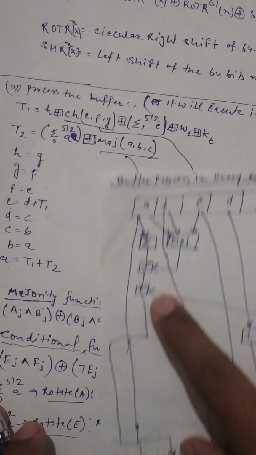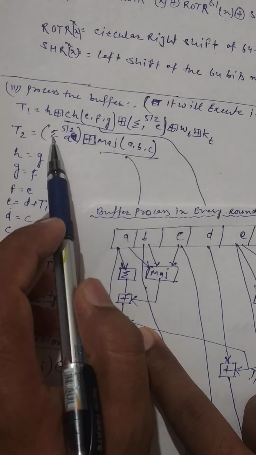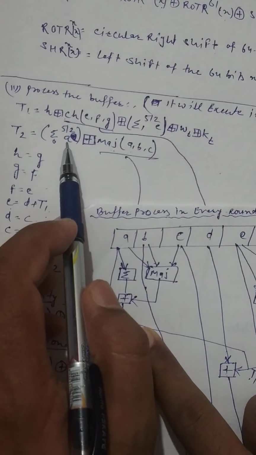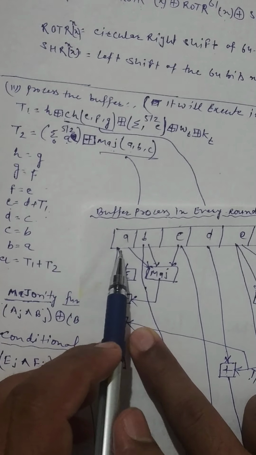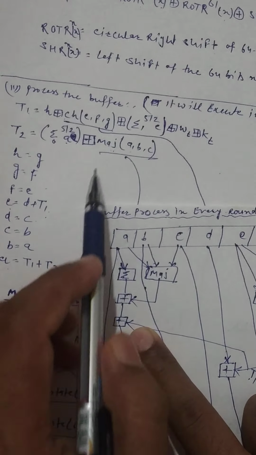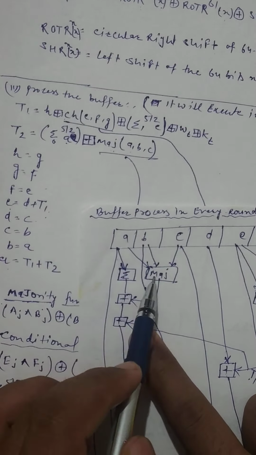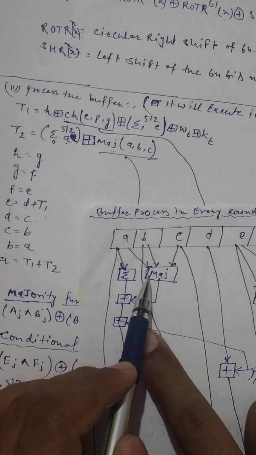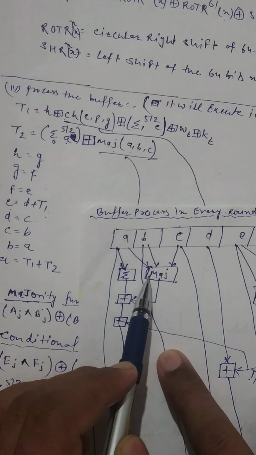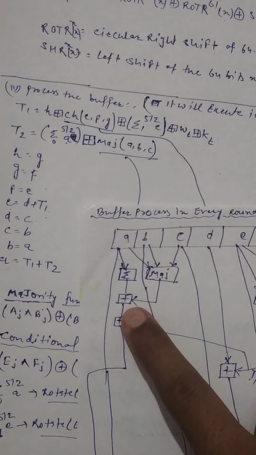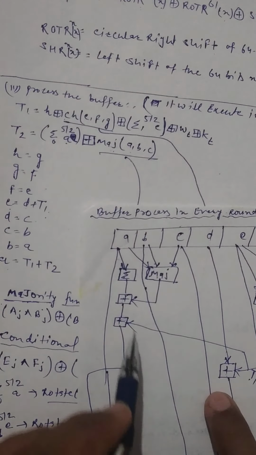Now go for the T2. What is T2? Summation from 0 to 512 of A. So now take A, each summation of A we have taken, and now apply the majority function on the A, B, C content. A, B, C content we are taking here, and now we have applied the majority function, that was our logical function that we have seen. Now the output of these two, apply the addition modulo, and this is our T2.